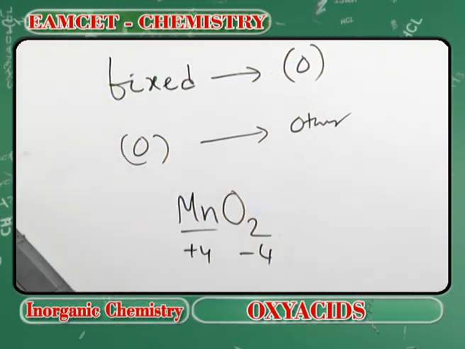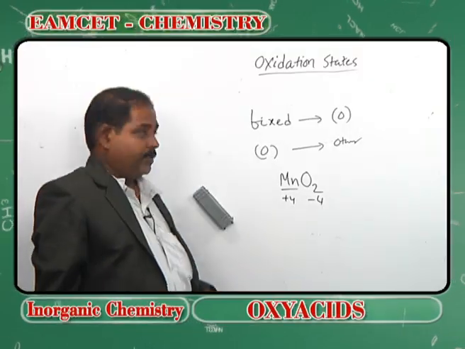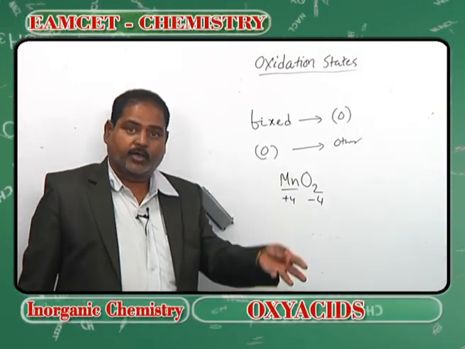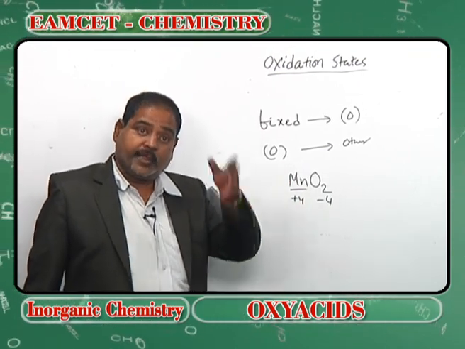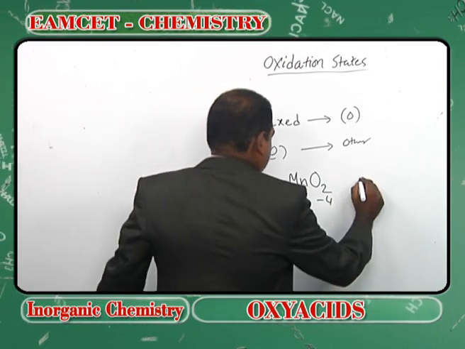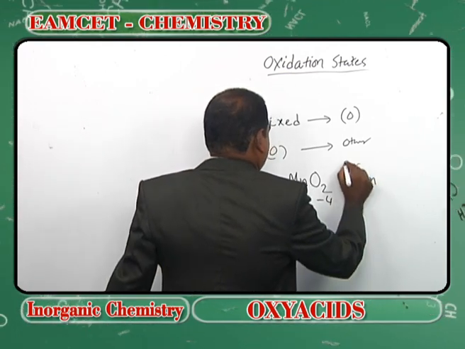And is manganese unhappy being plus 4? Why should it be? Is manganese unhappy to lose 4 electrons? It never is. Manganese can lose as many as 7 electrons because manganese belongs to 7th group. The maximum is plus 7.